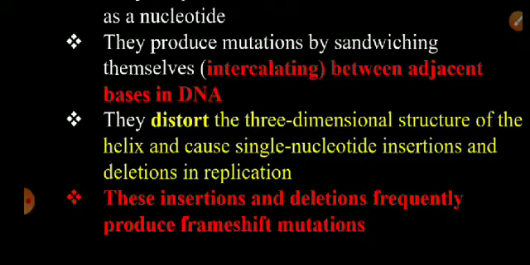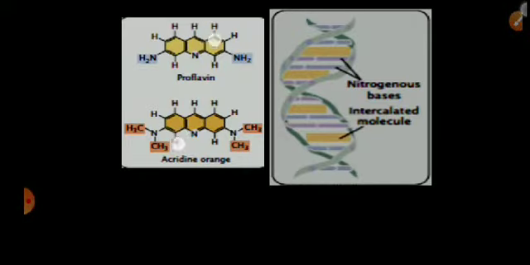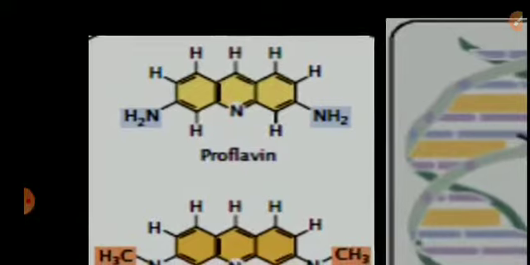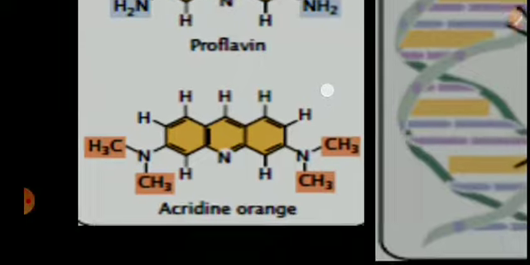Depending upon whether they get intercalated in the template strand or the newly synthesized strand, they bring about deletion or insertion kind of mutation, or you can say frame shift mutation. These insertions and deletions produce frame shift mutation. So how does this happen? The upper one is proflavin. It's an acridine dye. You can see it's a planar molecule, somewhat similar to nitrogenous bases, and hence it can get intercalated between two nitrogenous bases.